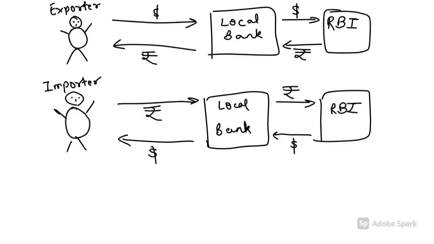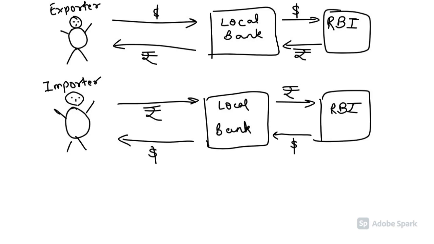Now, when an exporter exports, he gets a lot of dollars, right? He gets dollars. He'll take those dollars, go to his local bank, give those dollars and ask for rupees, right? He can't do anything much with dollars in India. Then the local bank will take those dollars, go to RBI and ask for rupees. What the Reserve Bank of India does is it prints equivalent amount of rupees, gives it to the bank, and while those dollars are with RBI, these dollars form part of foreign exchange reserves.